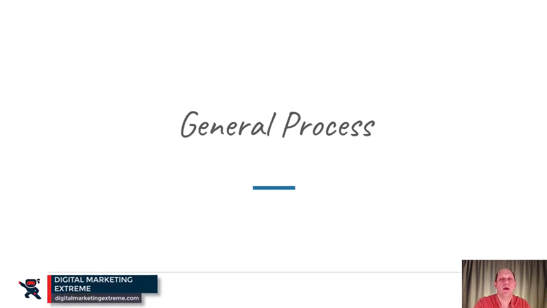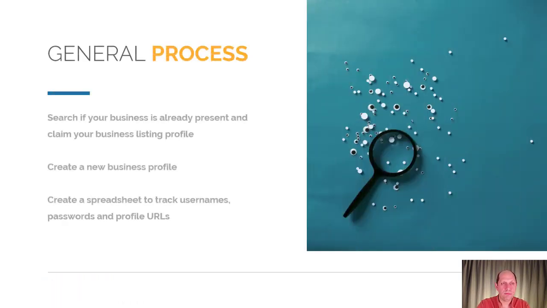Next thing we'll look at briefly is actually the general process of how you go about setting up business listings. So when you identify a website that could have a business listing, the first thing you want to do is actually search to see if your business is already present. Depending on the length of time your business has been open, there may have already been some profiles generated for your business. If so, there should be a way to claim that business listing on that website. However, if you don't find your business, you can go ahead and create a new business listing.